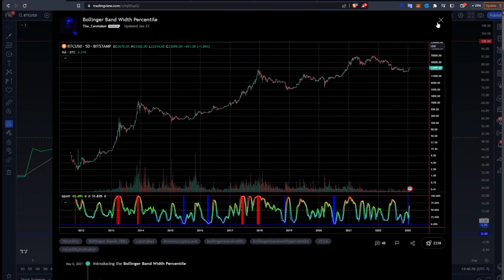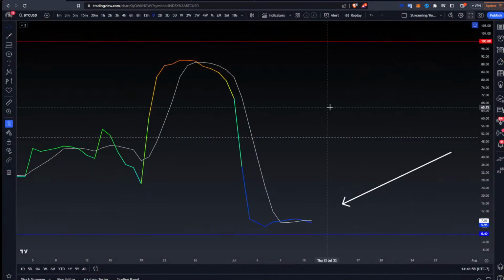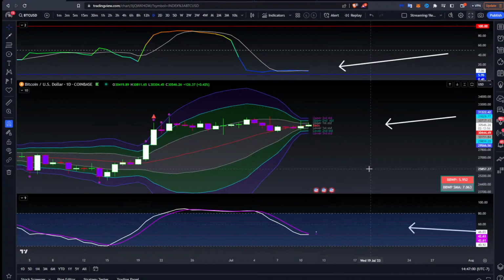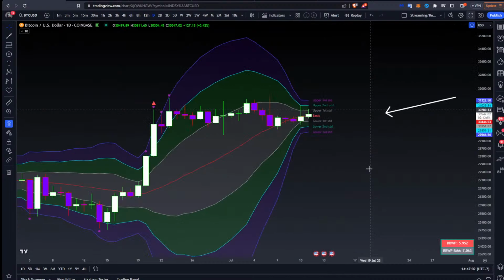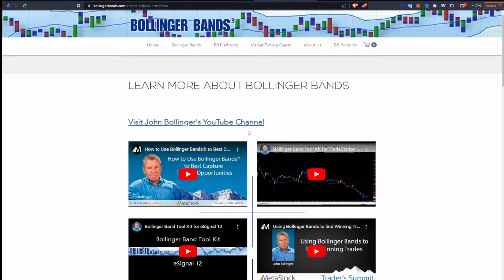I suggest that you have this indicator on your chart, whether you are using bands or not, because, like I said earlier, it is worth looking at. But if you're going to get invested into understanding how Bollinger Bands work, you should learn it from the guy who created it.